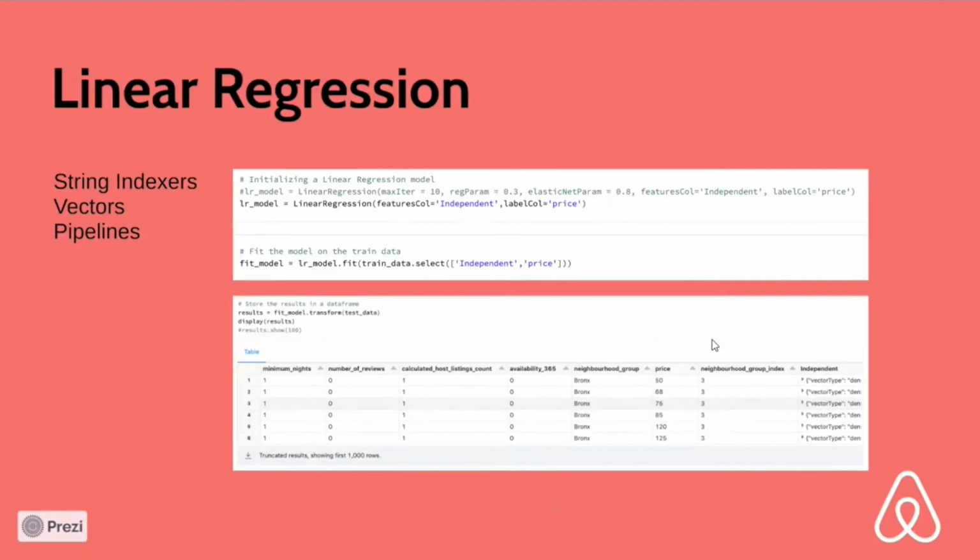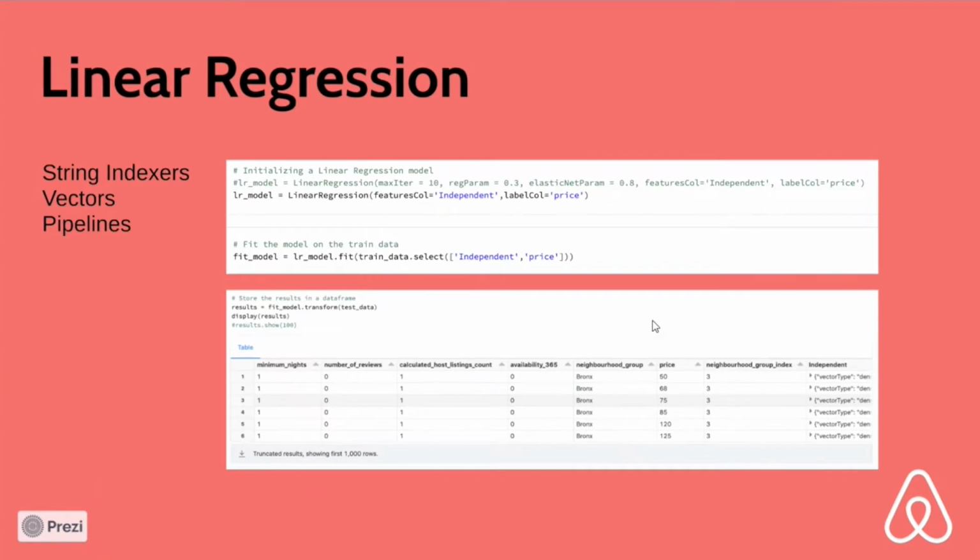For data modeling, we are using linear regression. Here is a little sample code showing our independent variables against our label column, which is price. For independent columns, we are using minimum number of nights, number of reviews, calculated host listing count, and availability 365. These were integer columns. Then we have used a string indexer to convert the neighborhood group so that we can make use of that in our model as well. And we are using vectors and pipelines to include all those independent columns and fit our model.